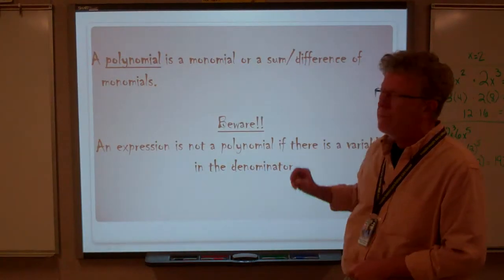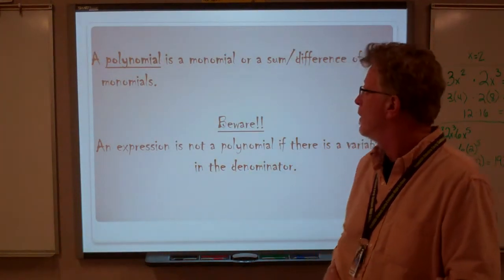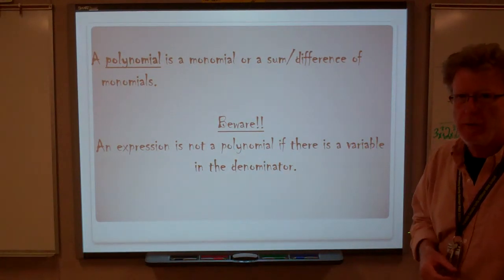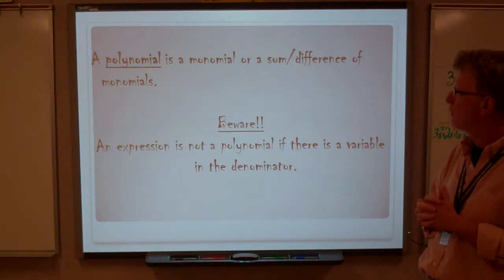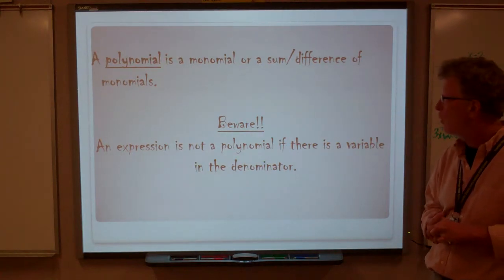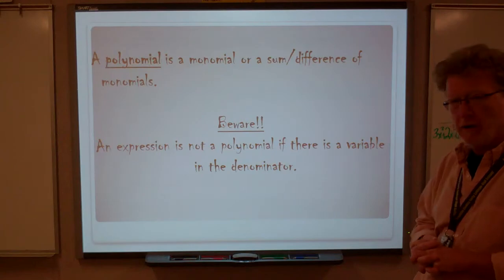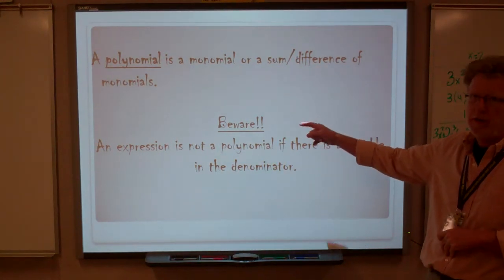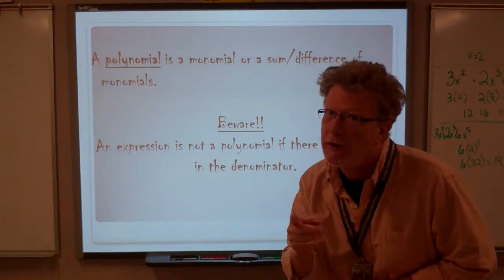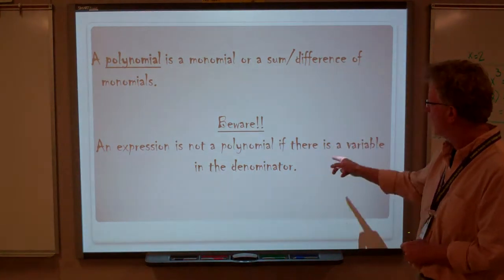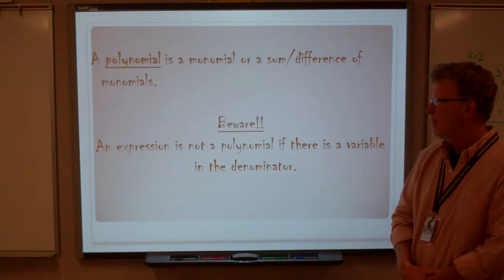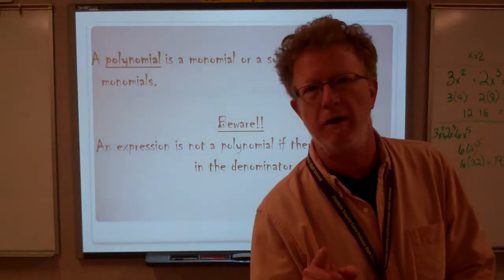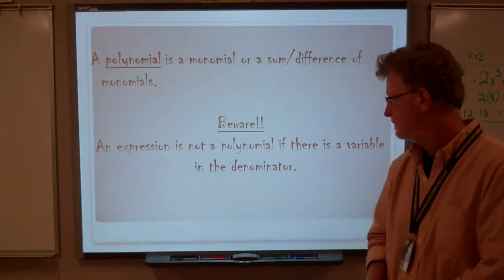A polynomial is a monomial that is added or subtracted from another monomial. So, in other words, a polynomial is made up of a sum or difference of more than one monomial. But beware, it is the Halloween season. We've got to beware of something. And what we're going to be aware of is that when you have a number in the denominator, that expression is not a polynomial.